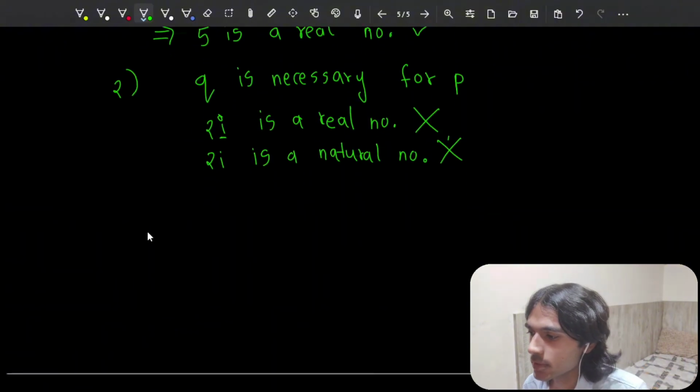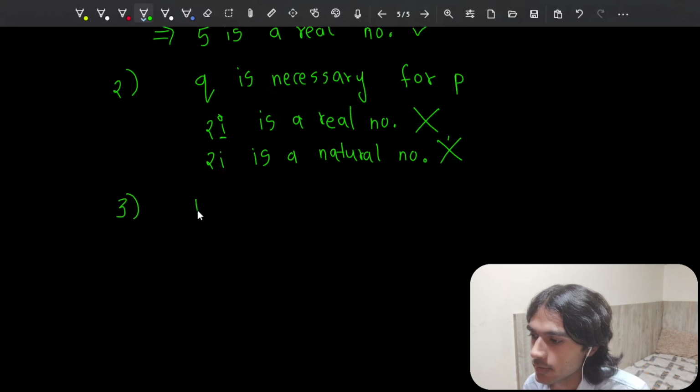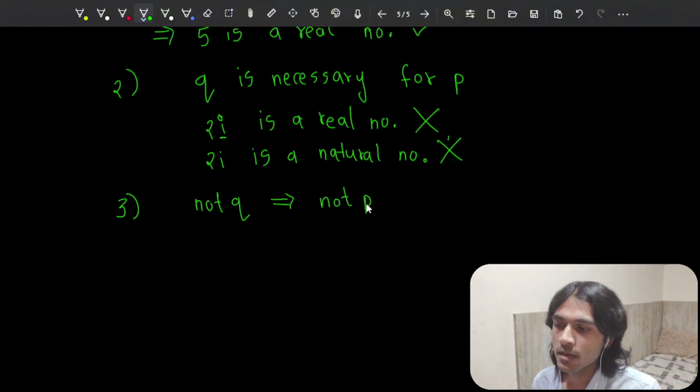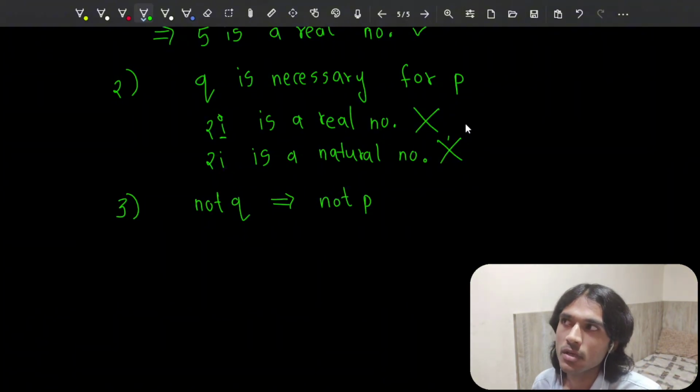Now, if you look carefully, just using the above example, what we can deduce is that not Q implies not P. See, when I write this down, the 2i is a real number, right? And this was a wrong statement. So it automatically implied that P is also going to be a wrong statement. If you're talking about statements, there are only two possibilities. Either they're going to be true, or they're going to be false. So if we have just proven that they can't be true, what does that mean? They have to be false, right?